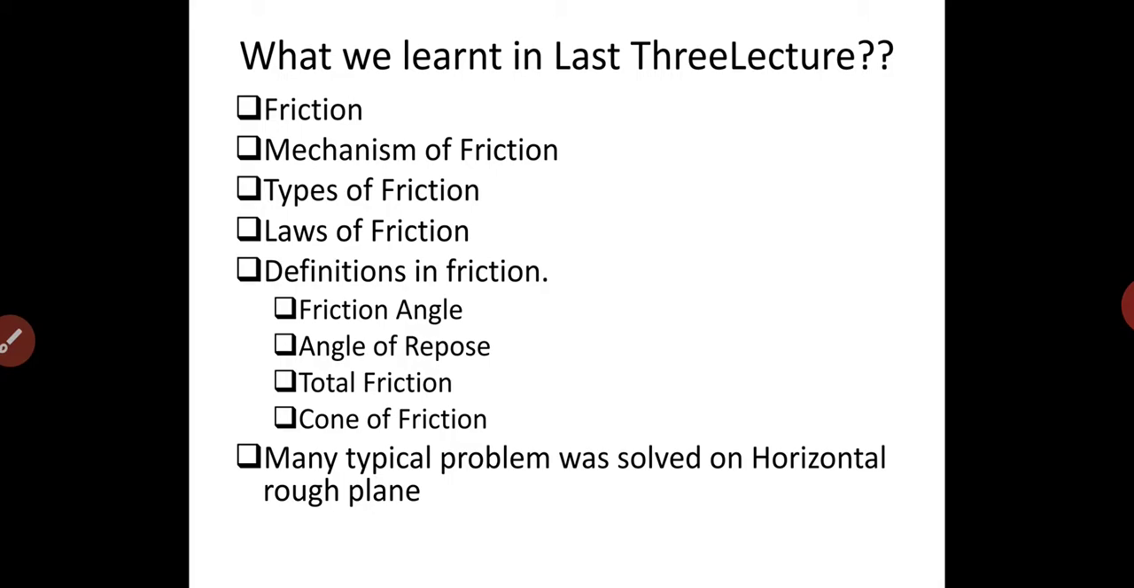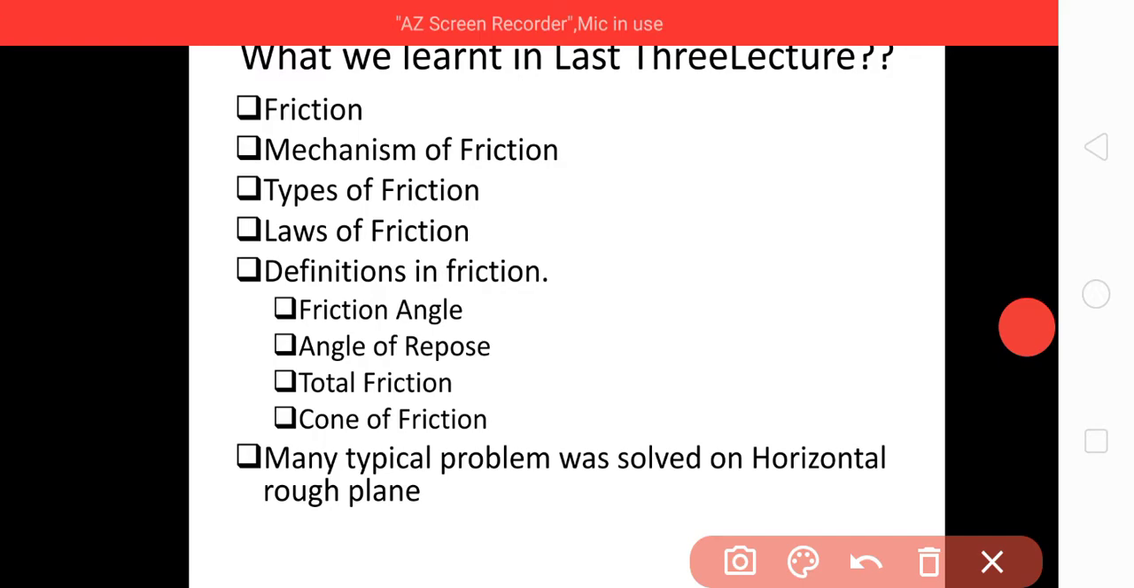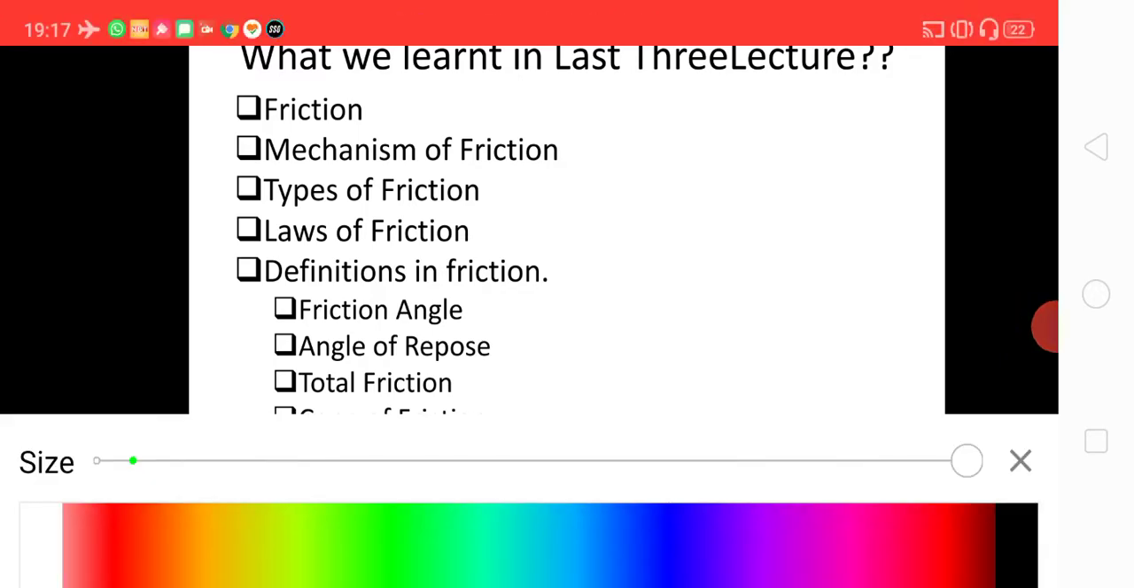Let us recall what we learned in the last 3-4 lectures. We learned about friction: the mechanism of friction, types of friction, the laws of friction, and definitions such as friction angle, angle of repose, total friction, and cone of friction. And we dealt with many problems based on inclined planes as well as horizontal planes, for a block kept on a rough plane.